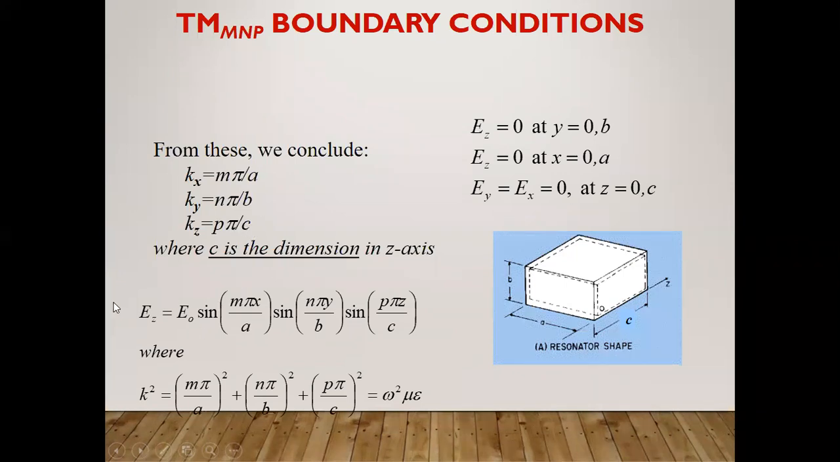In this way, you can write all the equations related to the dimensions A, B, and C. You can substitute all the values in the standard equation for E in the Z direction. This is the peak value of the electric field, and we have already done this in the previous slide. A is related to the X plane, B is related to the Y plane, and C is related to the Z plane. The constant value k can be calculated as the square root of (m pi by A) squared plus (n pi by B) squared plus (p pi by C) squared.